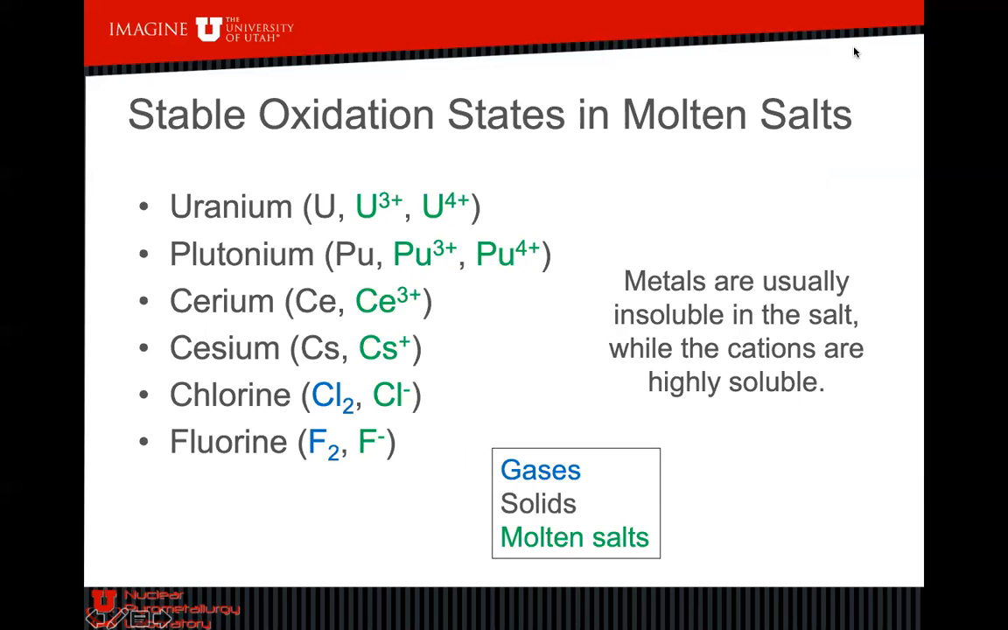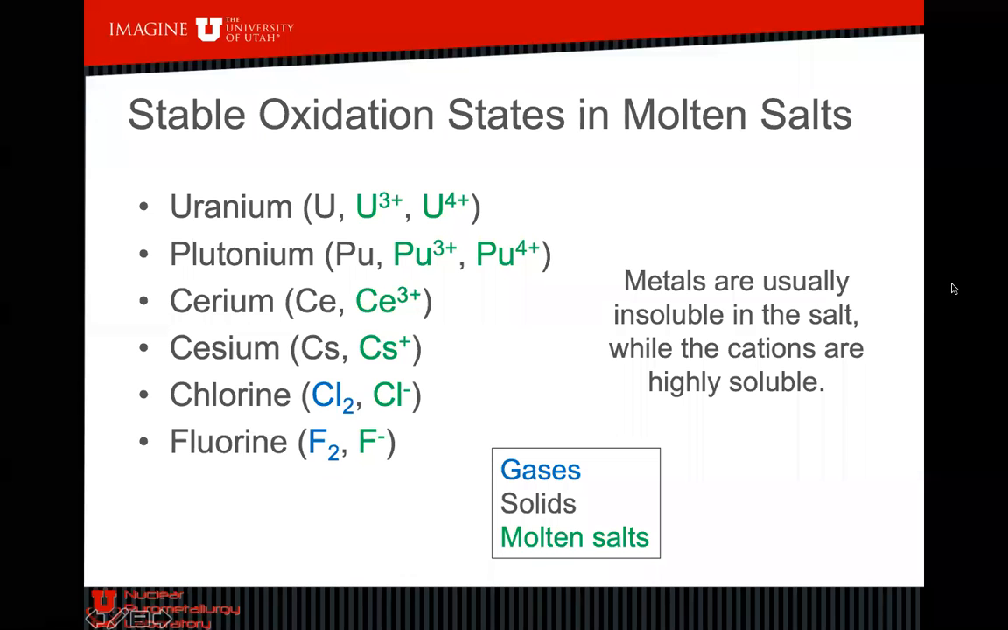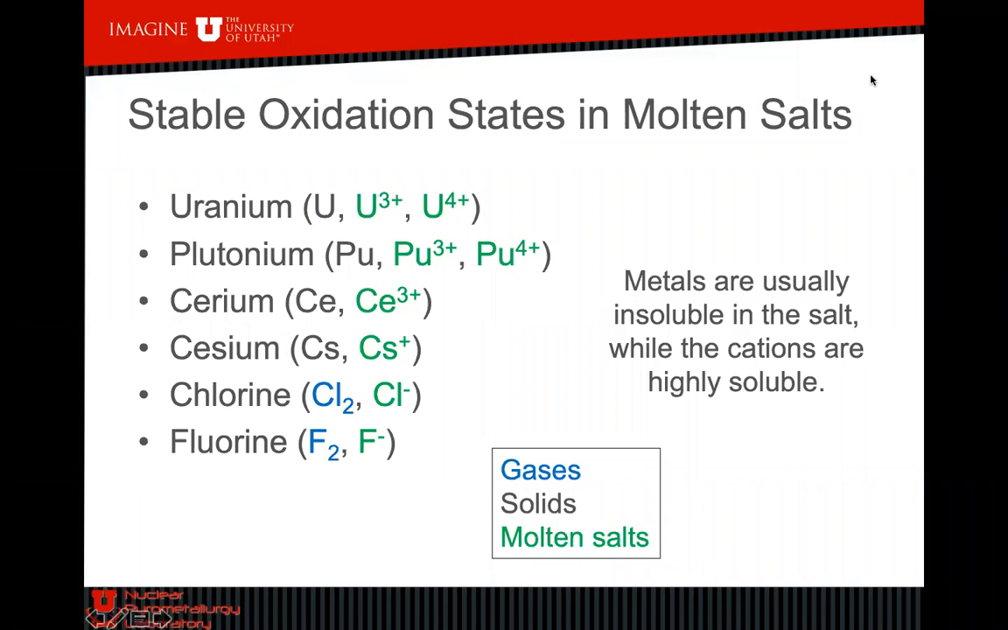Okay, so what kind of oxidation states are stable in molten salts? I'm picking primarily elements that I'm interested in because they're involved in nuclear material processing, like uranium, plutonium, cerium, cesium. Uranium and plutonium are typically fuels; you would use them in nuclear fuel. You might also use uranium and plutonium for nuclear weapons too. Cerium and cesium are fission products, formed from the fissioning of the uranium or the plutonium.